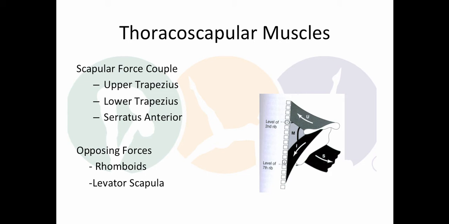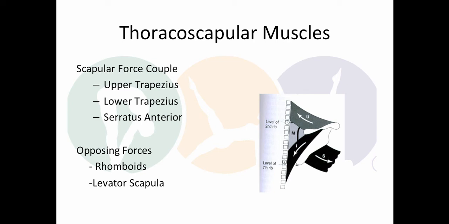So the force couple that's responsible for upward rotation of the scapula is very, very important, and it includes the upper trapezius, and you can see it here in the picture labeled U, the lower trapezius, labeled L, it's the dark one there on the bottom, and the serratus anterior that's going off to the right side and labeled with an S. These three muscles are going to be the muscles that will actually rotate that scapula upward and keep a normal, healthy scapulohumeral rhythm to protect the rotator cuff muscles of the shoulder.